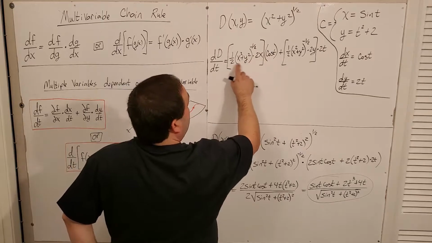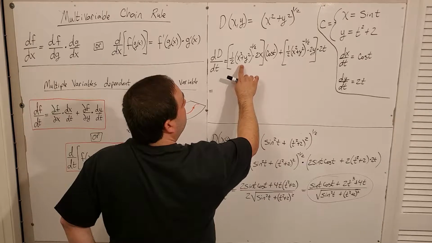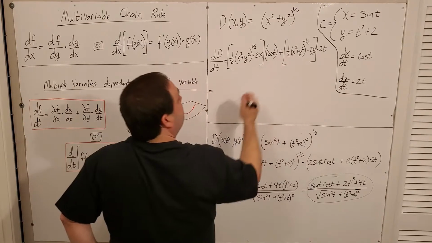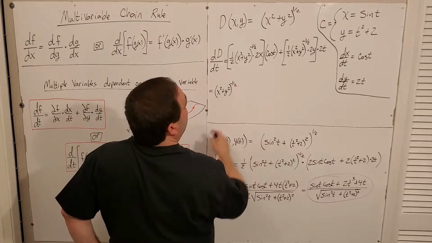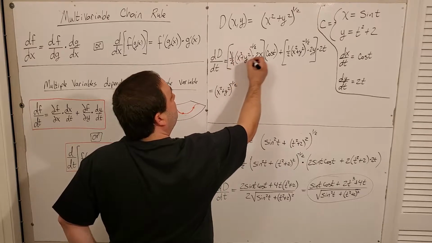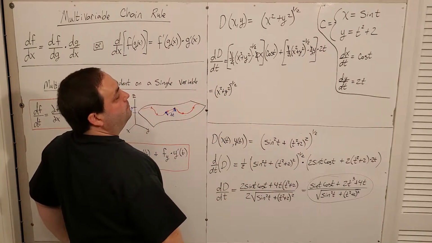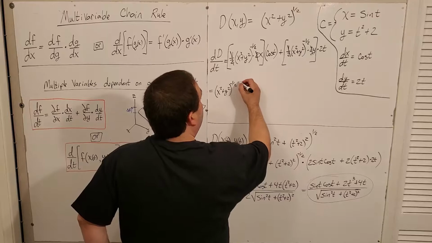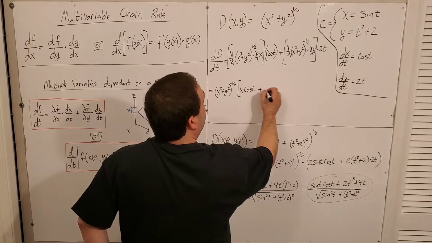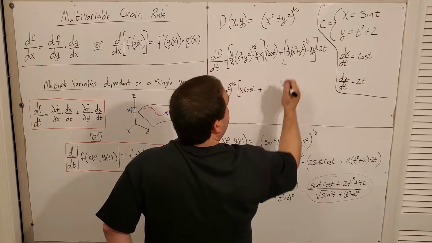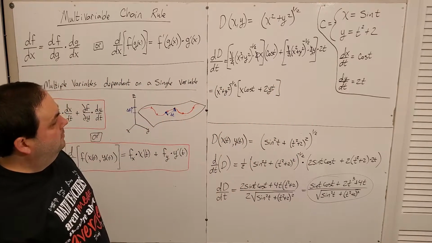Okay, so here we go. Let's keep going with this one. I'm going to factor out the x squared plus y squared to the negative 1/2. I'm going to notice that 2 times a half is 1, right? Same thing here. The 2 times a half is a 1. And what I'm left with inside here is x cosine t plus y times 2t, so that's 2yt, like that.